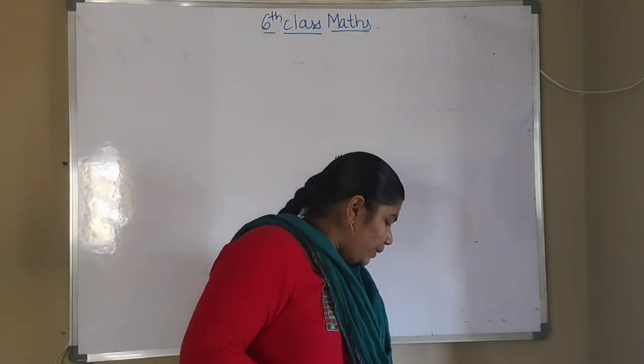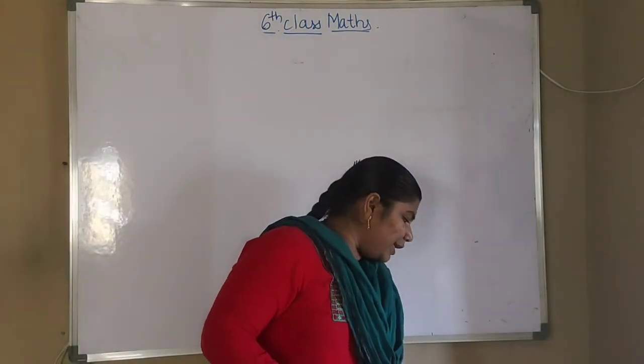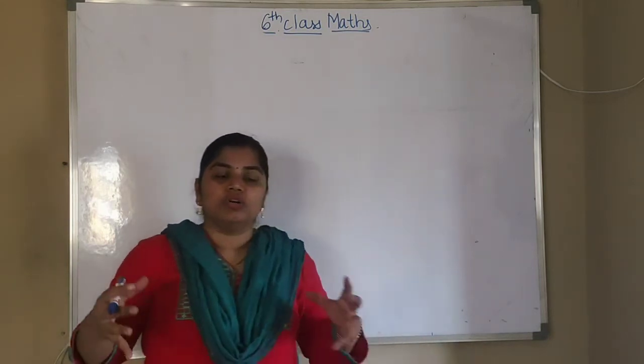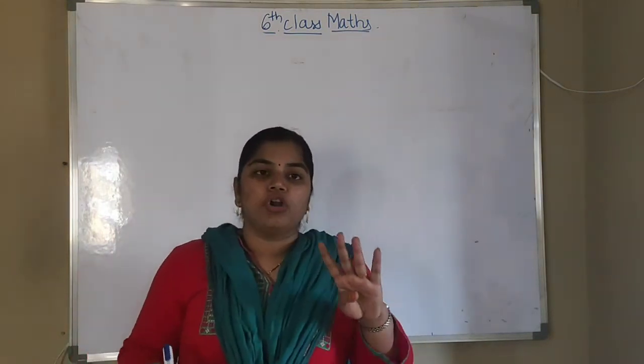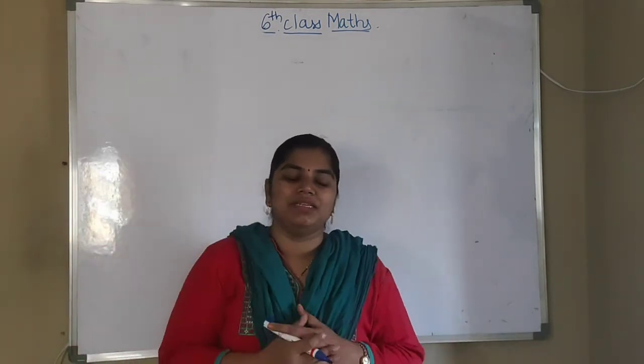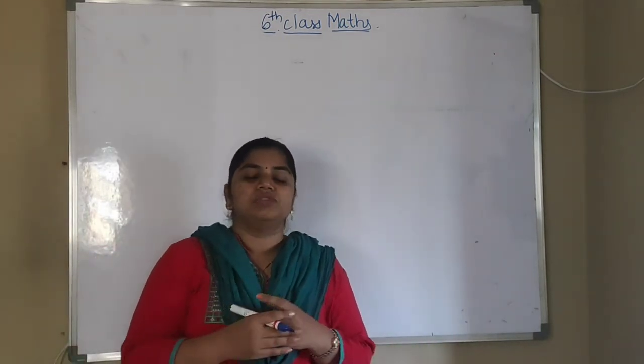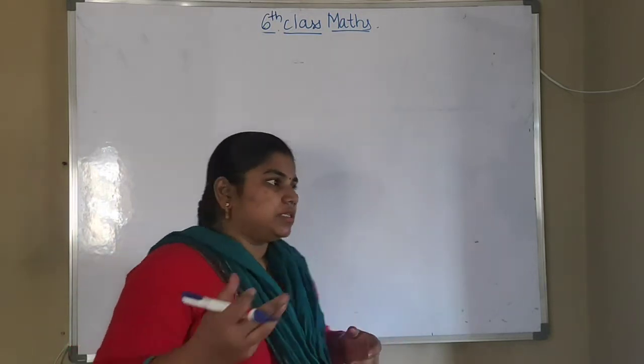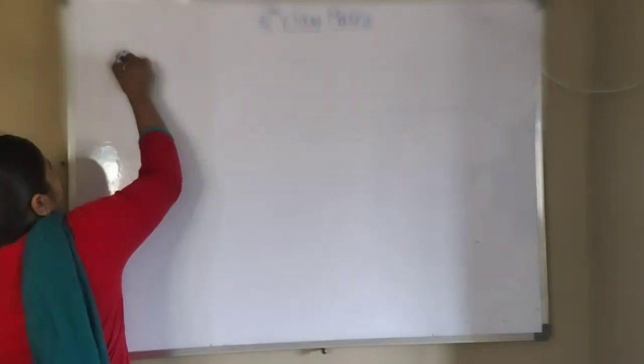But what do you mean by quadrilateral? A quadrilateral is a closed figure with only 4 line segments. If the figure is formed with only 4 line segments, then those types of figures we will call quadrilaterals.